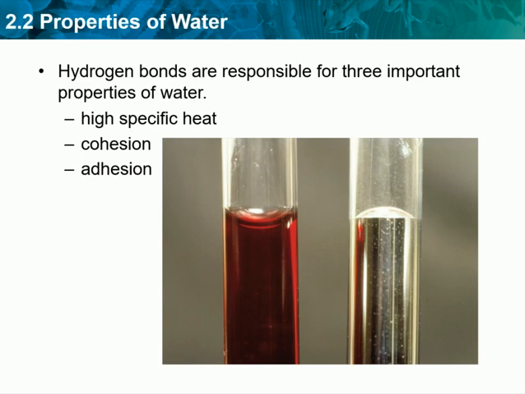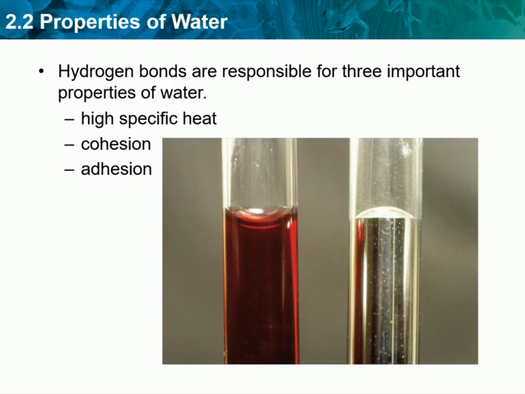Property 1, high specific heat. Hydrogen bonds give water an abnormally high specific heat. This means that water resists changes in temperature. Compared to many other compounds, water must absorb more heat energy to increase in temperature. This property is very important in cells. The processes that produce usable energy chemically in cells release a great deal of heat. Water absorbs the heat, which helps regulate the cell temperatures.